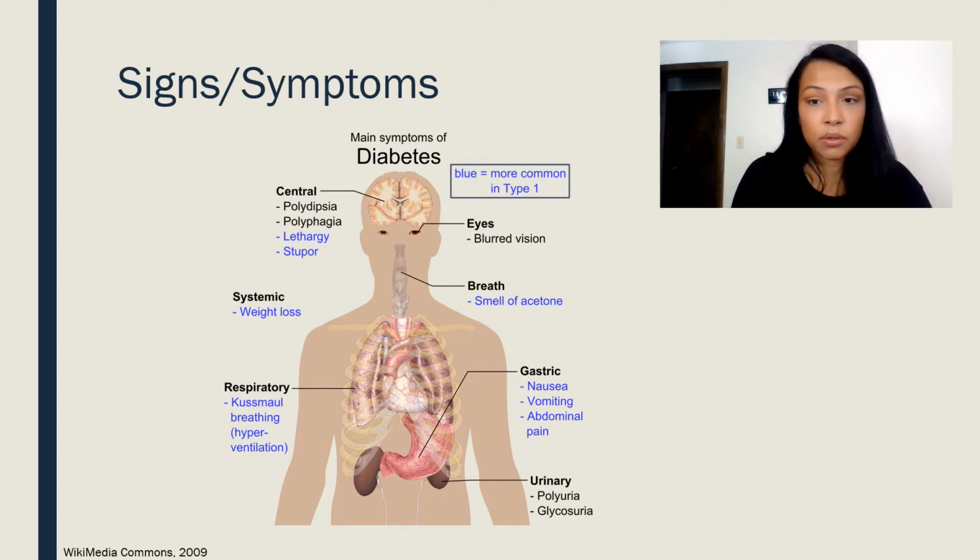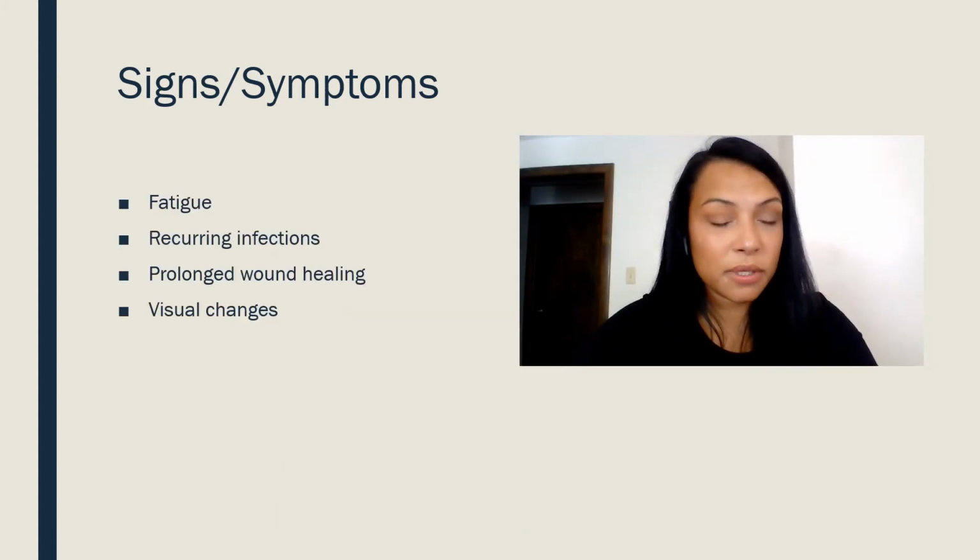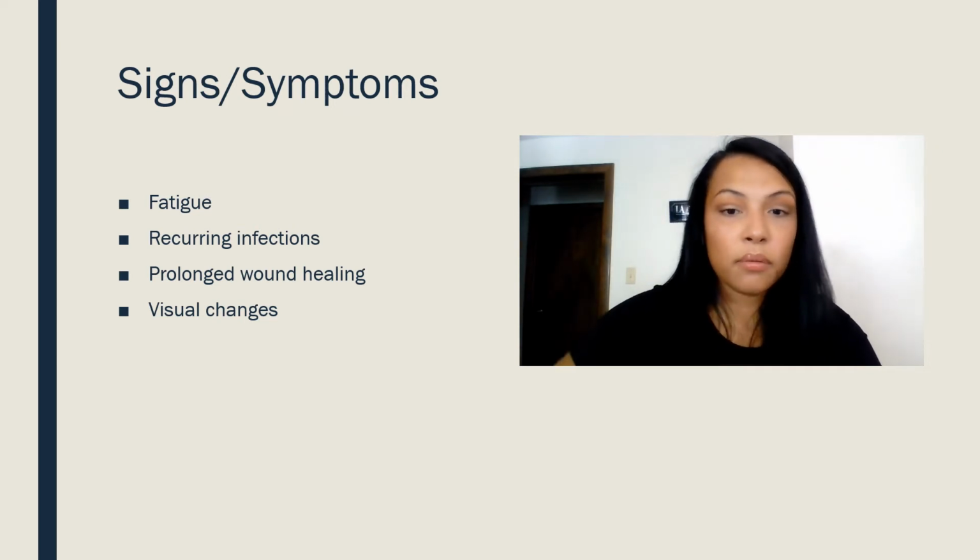Additional symptoms include lethargy, lack of energy, fruity smelling breath, abdominal pain, nausea, vomiting, and sometimes hyperventilation, which is more common in type 1 diabetics. Some additional symptoms that are closely associated with type 2 diabetes are the fatigue, which was previously mentioned, recurring infections. In women, this could be an increase in vaginal yeast infections, prolonged wound healing, and vision changes, which was also talked about previously.